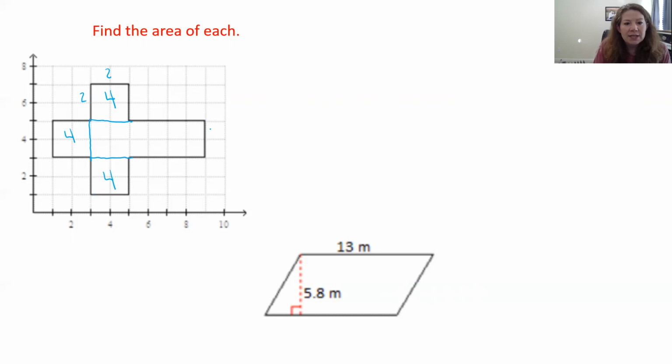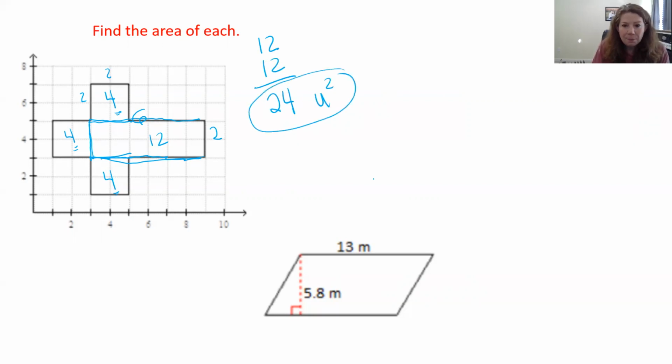And then this rectangle is 2 by 1, 2, 3, 4, 5, 6. I want the whole rectangle, including this section. So 6. This is 6 units long right here. So 6 times 2 is 12. So I'm going to add up 12, and then I have 3 sets of 4. So another 12. And I know the whole figure takes up 24 squared units.